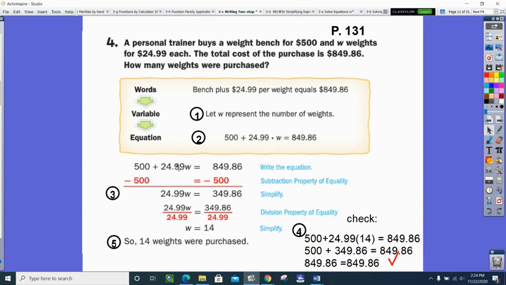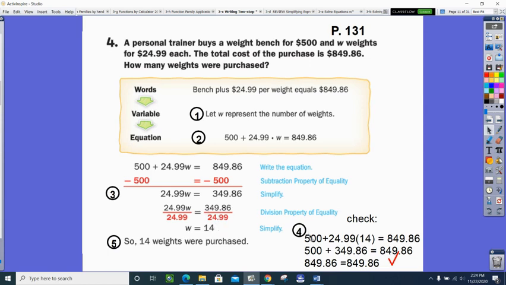So now I'm going to solve it. I'm going to subtract 500 from both sides. You're not going to touch that coefficient. We're going to wait. We're going to undo the adding first. I still have the $24.99 W, and over here it's now $349.86. That was my total cost for the weights, but how many weights? Take that amount of money and divide it by the $24.99, and we're using our calculator, and we get 14.